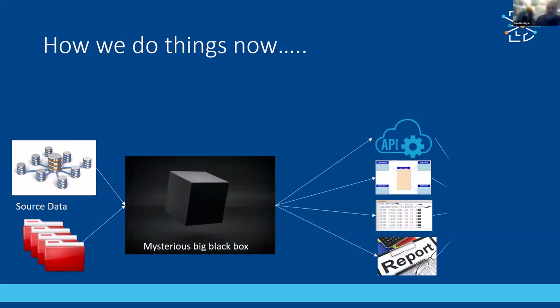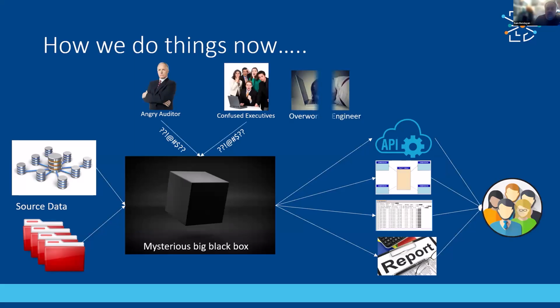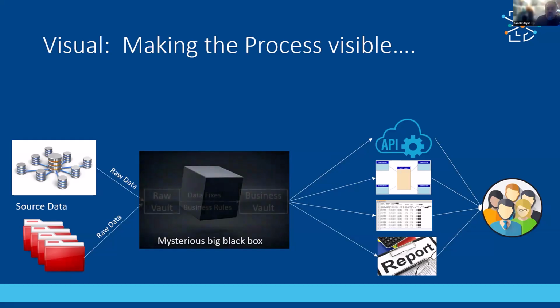So this is a typical data warehousing workflow, extremely simplified, right? You've got source data at the beginning, reports at the end, and this big black box in the middle. It's how we've always done things. But what happens? The auditors are angry, the bosses are confused, no one knows what's going on, and for some reason, the engineer is sleeping on his laptop, right? And nobody knows why. So it's a huge, very confusing situation.